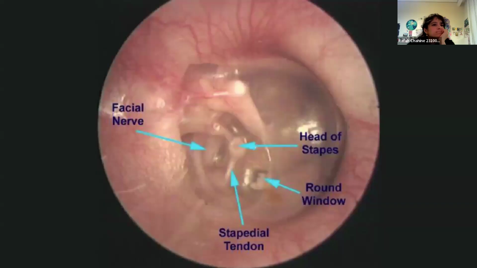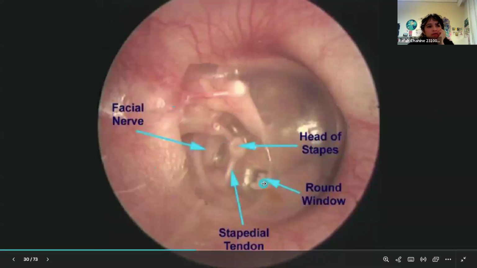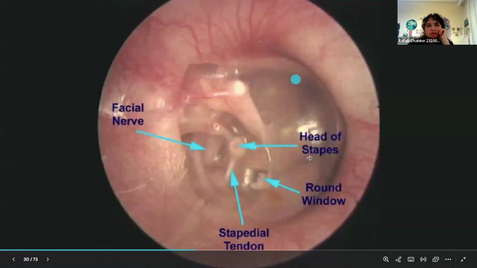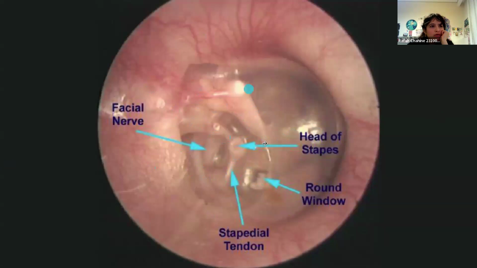So this is what it looks like in the middle ear if we remove the tympanic membrane, or partially remove it, because we can see it over here, but it's open over here. Obviously this is the malleus. This is the stapedial tendon, and this is the head of the stapes. This is just a tendon that attaches the stapes to the middle ear to make it more stable. We can't see the oval window because the stapes is covering it, but we can see the round window over here.